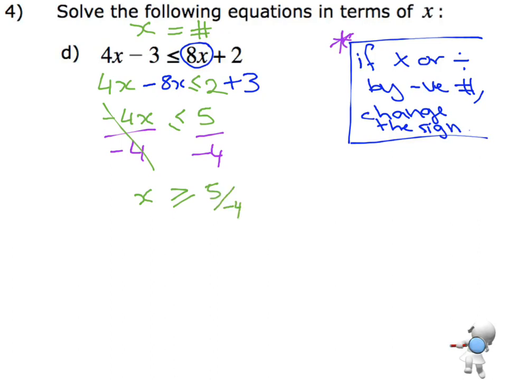Now you can leave the answer as that, and it doesn't actually matter where you put that negative, if you put it as negative 5 over 4, so that negative doesn't matter whether it goes out in front or with the 5 or with the 4. Okay, in this particular case it doesn't actually matter, but it does matter that you've changed the sign.